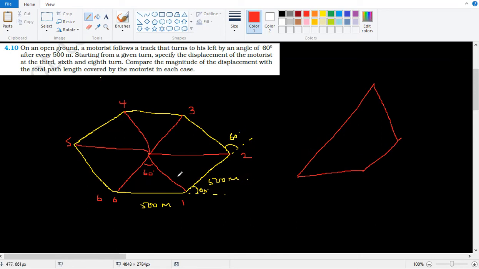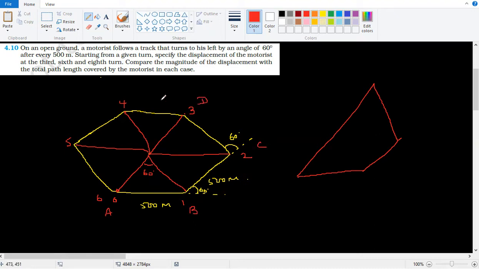Sir, we can name the 6 vertices as A to F. For example, the first one is A and the second one is B. So if we need to find the displacement at the sixth, basically you have to find the displacement between this point and this point. We can name those points F and C, sir. Okay, you mean instead of numbers, you want to name them A, B, C, D.